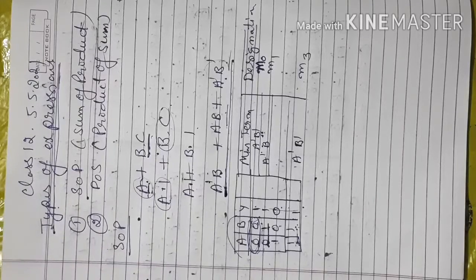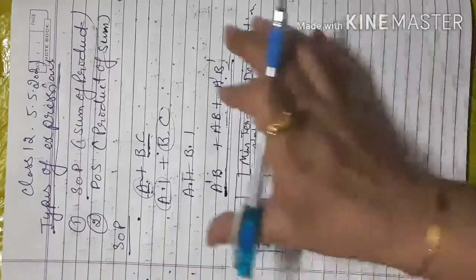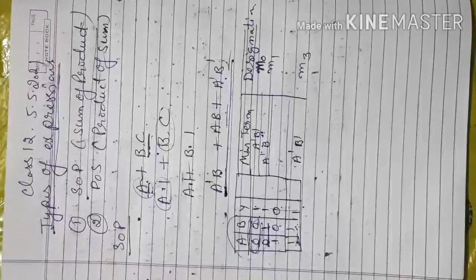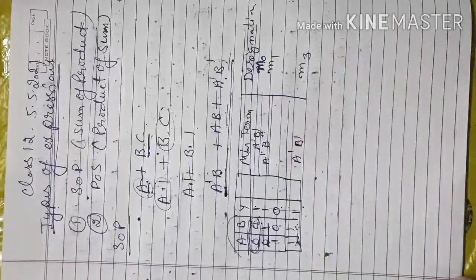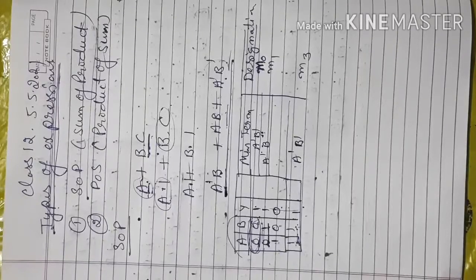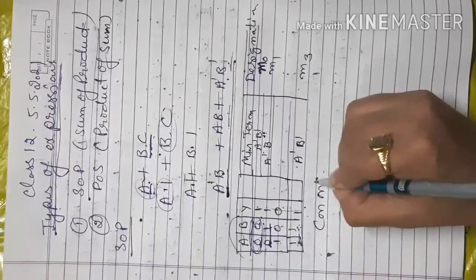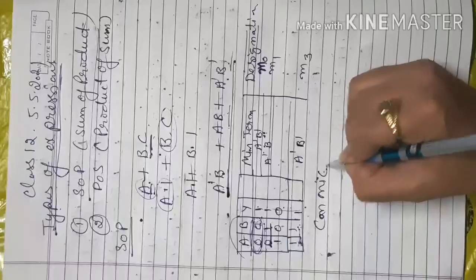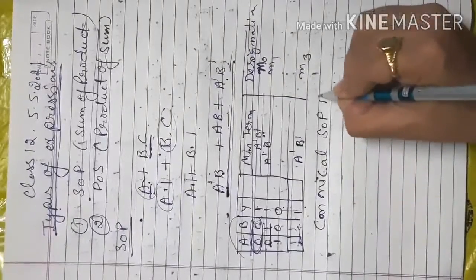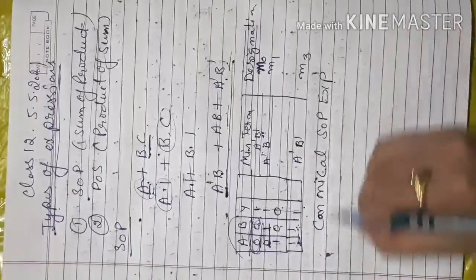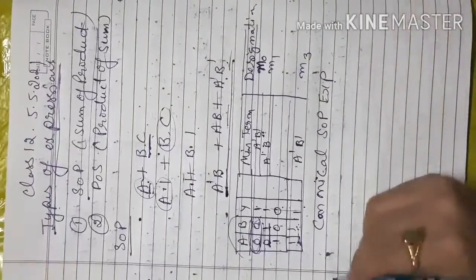Now I come to that point. If I have a question, what is the canonical SOP expression? So we just have to designate the minterm and identify the minterm according to the expression. Now the question is, what is the canonical SOP expression? In this canonical SOP expression, I want to convert.